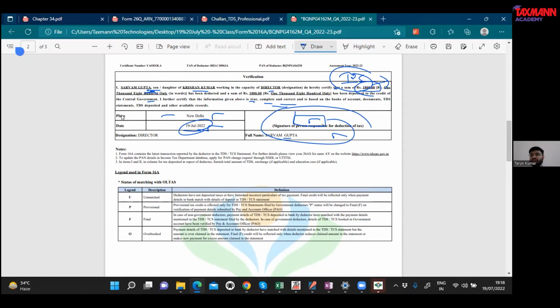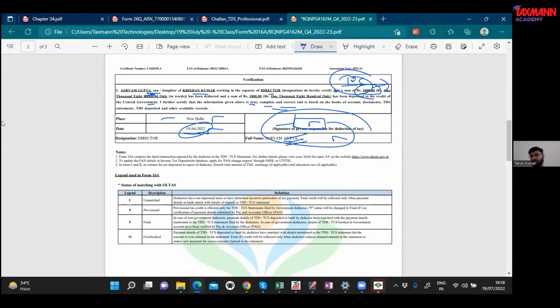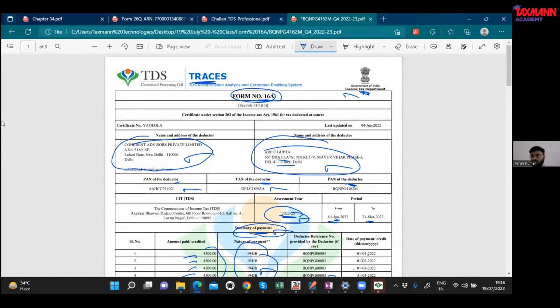Since we had not signed it digitally, we need to sign it manually and then issue these certificates to the deductee. Okay, so this is form 16. In a similar way, you will see form 16A or form 27D, form 16B, 16C, 16D, 16E, all will have a similar structure. Only in form 16, there are two parts, part A and part B. In all other forms, it is a single certificate.